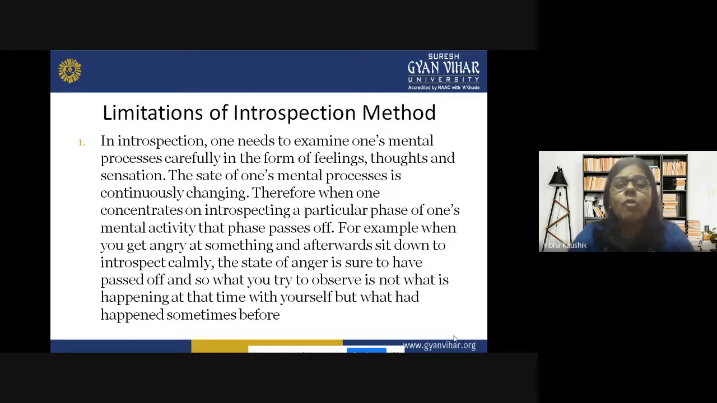The state of one's mental process is continuously changing. As it is continuously changing, it cannot remain the same. Therefore, when one concentrates on introspecting a particular phase of one's mental activity, that phase passes off.